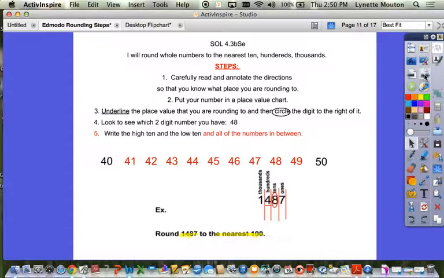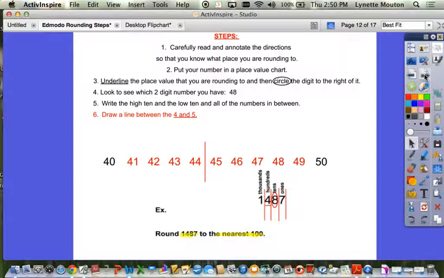Who knows the very next step that we're supposed to do to complete this problem? Write a line between the 4 and the 5. We've got to put our wall in between the 4 and the 5. Remember that there's not an equal number of numbers between the two tens, so there had to be some kind of rule. And the rule that they made was put a line between the 4 and the 5 because that's going to be where your cutoff is. Anything 4 or below is going to go to that lower 10. Anything 5 or above is going to go to that higher 10. Next step.